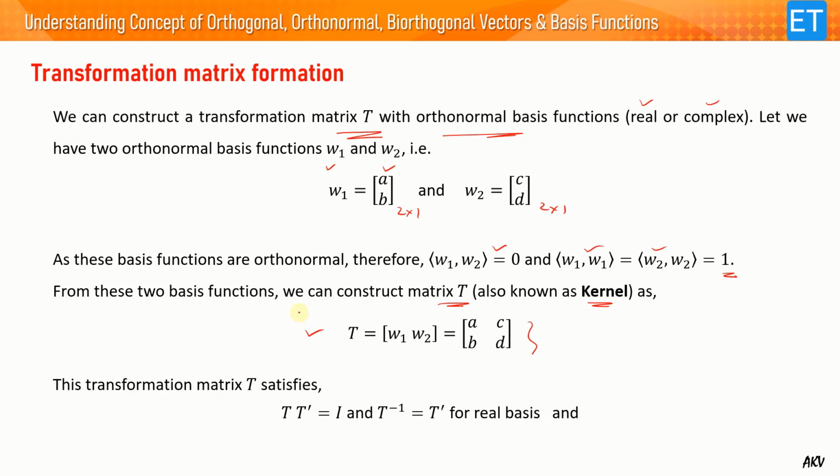This transformation matrix satisfies the following conditions. If these vectors W1 and W2 are real basis functions, then T into T transpose equals the unit matrix, and the inverse of the T matrix is equal to its transpose. And if your vectors are complex, I mean W1 and W2 are complex vectors, then this becomes T into T conjugate transpose, okay? And here the inverse of the T matrix is equal to the conjugate transpose.